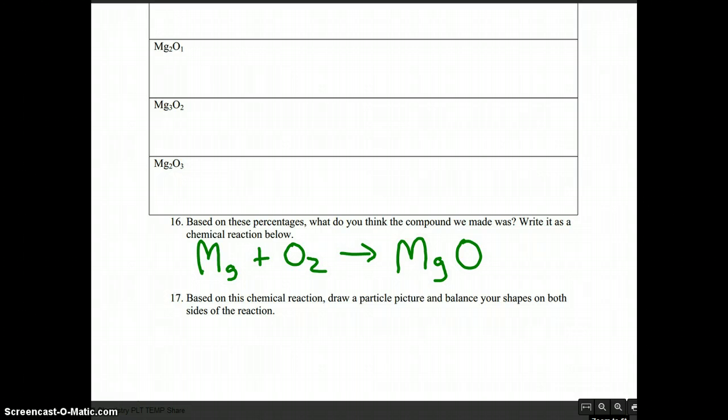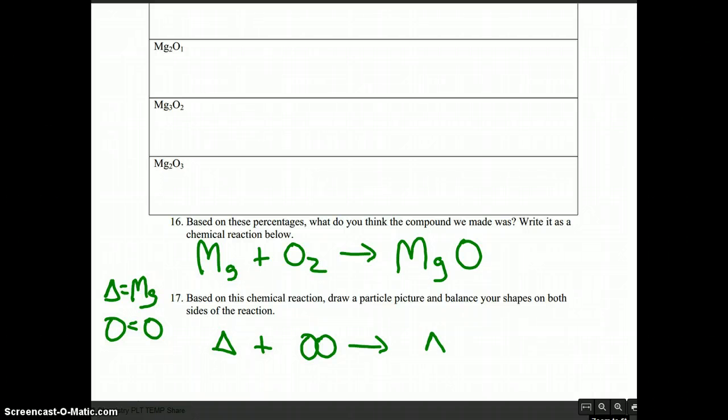And if I draw a particle picture for this, and I balance the shapes, so if I say a triangle is Mg and a circle is O, then I have triangle plus O gives me triangle O bonded together. And you'll notice that on this side, I've got 2 circles, and on this side, I only have 1 circle. So that's going to be a problem.